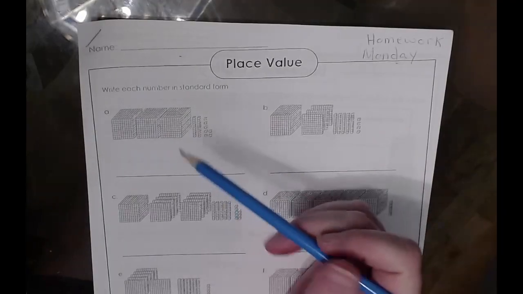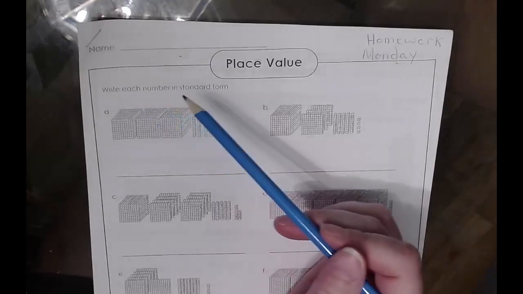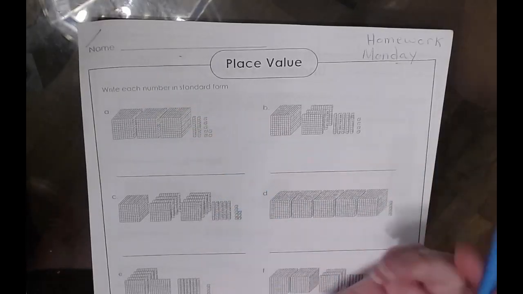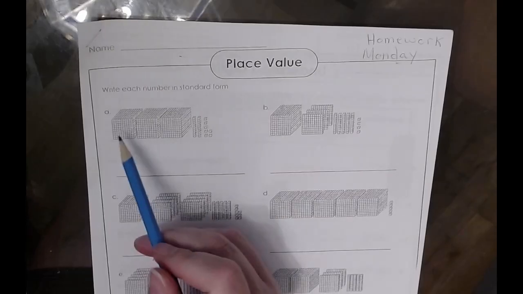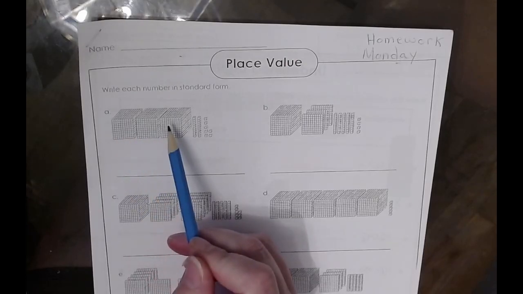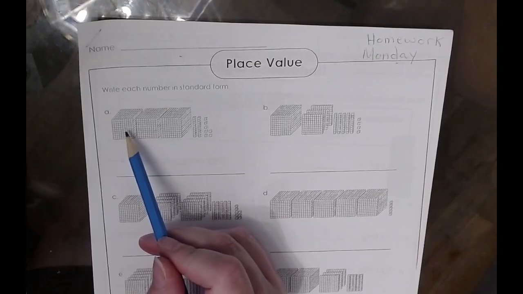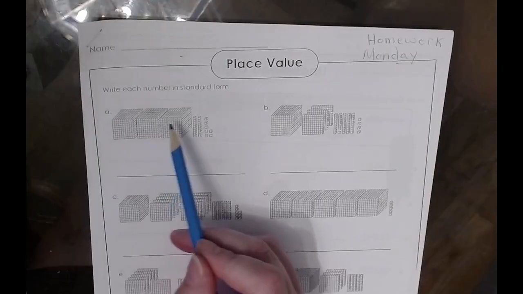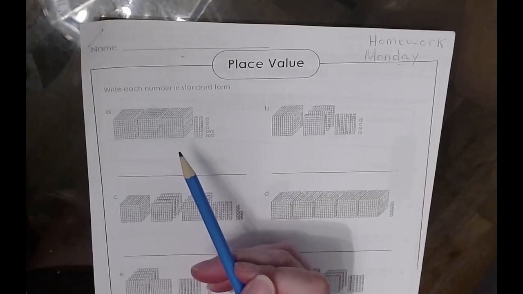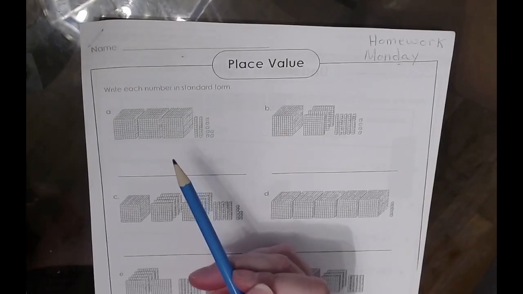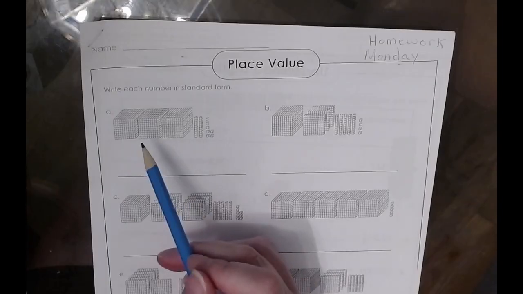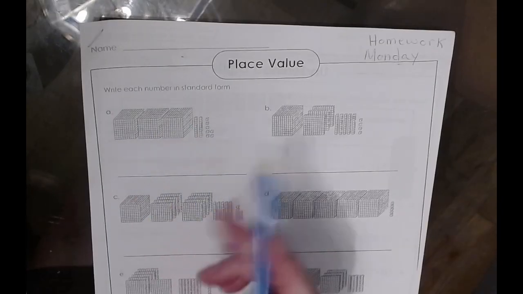When we're looking over here, the directions say to write each number in standard form. So standard form is just your standard number. If we're looking at these, let's count how many cubes. And I've also taught my students that when they're counting, they should be crossing off while they go. That way they are able to easily visualize when they miss counting something, because sometimes they just go way too fast.